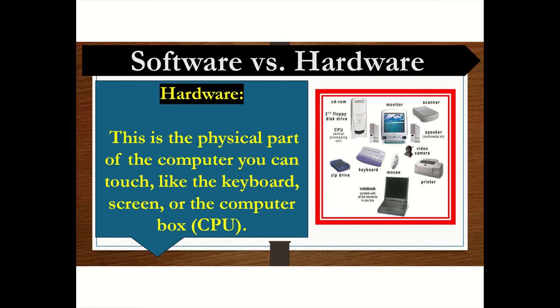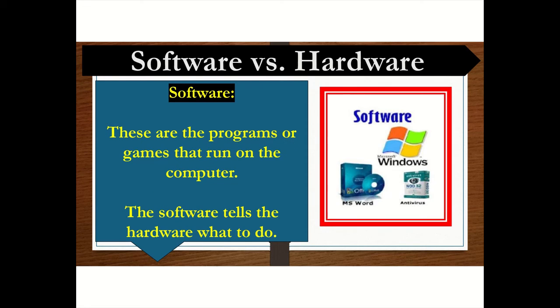Software versus hardware. Hardware. This is the physical part of the computer you can touch, like the keyboard, screen, or the computer box, CPU. Software versus hardware. Software. These are the programs or games that run on the computer. The software tells the hardware what to do.